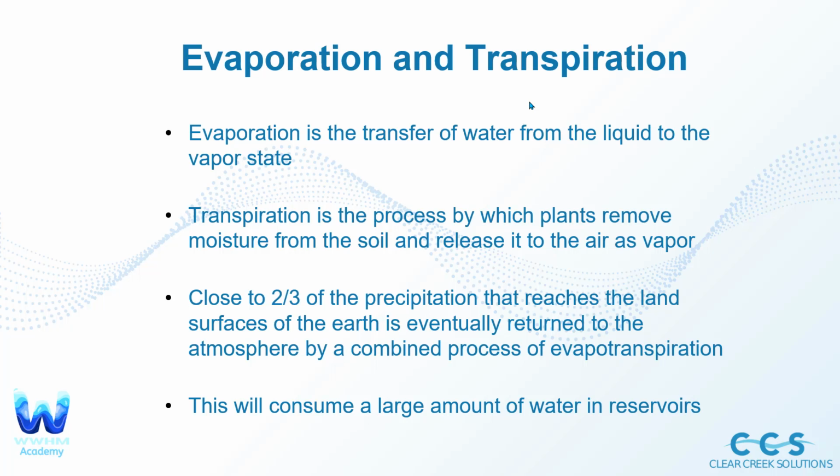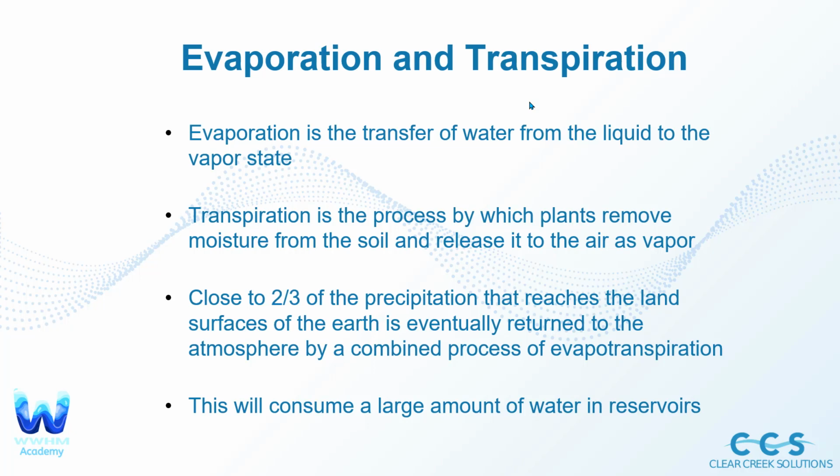And then let's talk about evaporation and transpiration. Evaporation is the transfer of water from the liquid to the vapor state. We've known this for a long time. We're taught it in elementary school. And transpiration is the process by which plants remove moisture from the soil and release it to the air as vapor. And close to 2/3 of the precipitation that reaches the land surfaces of the earth is eventually returned to the atmosphere by a combined process of evapotranspiration.